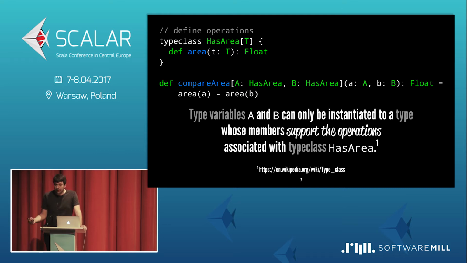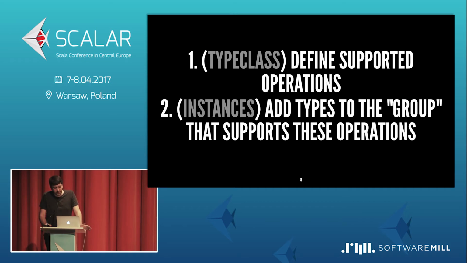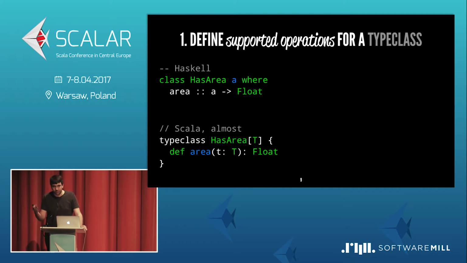Once we have this, we can write a function that takes 2 parameters that in some way support the operation that we'd like. Here, we'll see that type variables A and B will only be able to be instantiated to a type whose members support the operations associated with the type class hasArea. So we need to do 2 things for this to work. First, we need to define which operations we'd like to support. And second, we'd like to add the types to the group that supports those operations. So we'd like to say that square and circle belong to the group of types that support area.